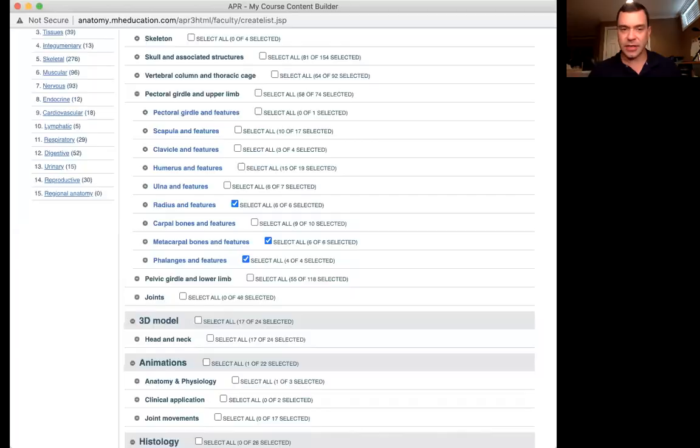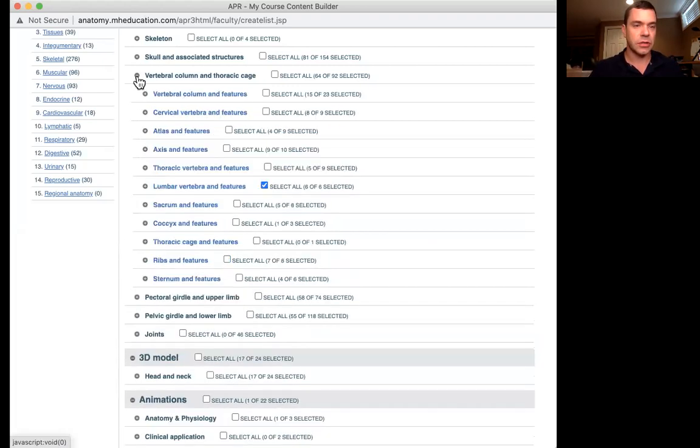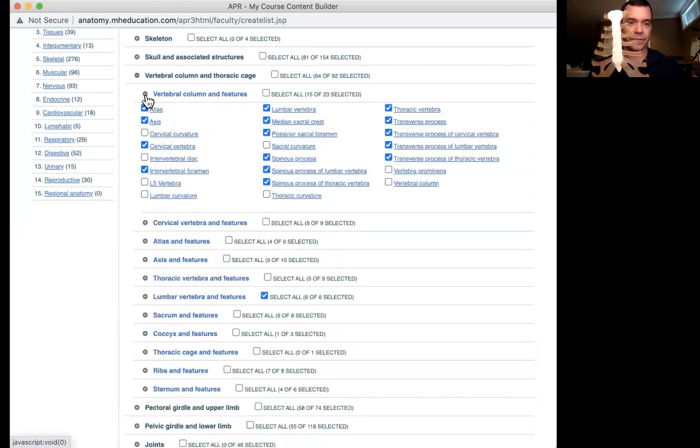And let's take a look at the vertebral column, thoracic cage. Thoracic cage, I have part of it here. Obviously, this is on the articulated models, so I don't have some of the aspects of it here.